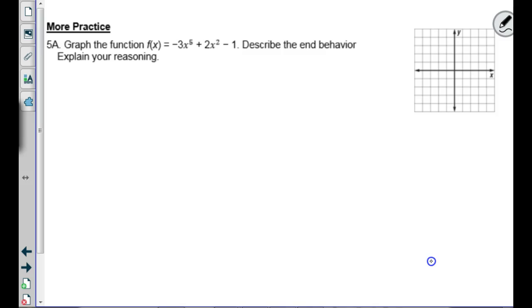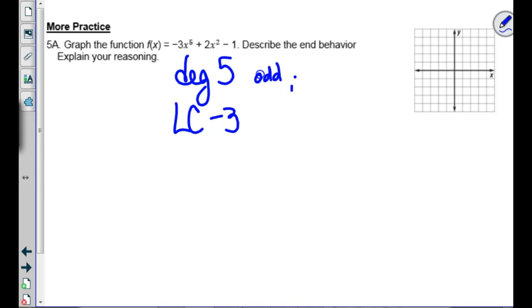So you have this one. All right. Predict the end behavior. What degree is this? Degree 5. Leading coefficient. Negative 3. So an odd degree function normally looks like a cubic. But this one has a negative, so it's been flipped upside down, right? So the end behavior is going to look like this.